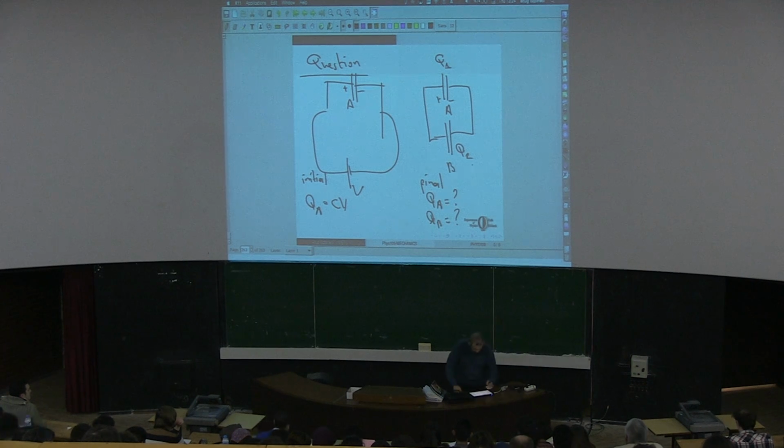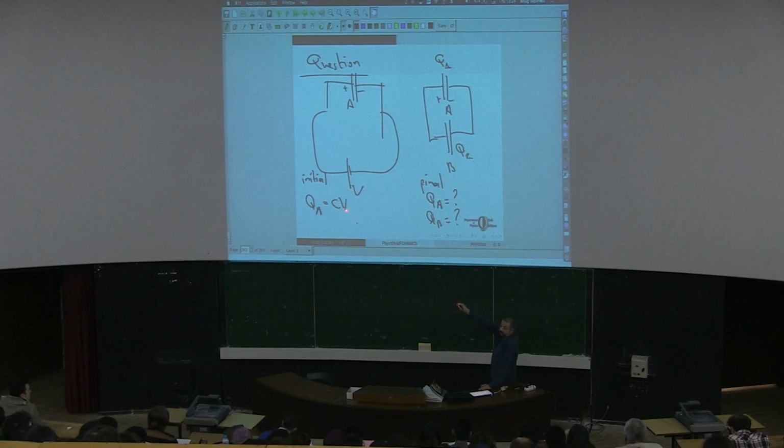So what do we know? Okay, again, from this relation, the potential difference across a capacitor is nothing but the charge over the capacitance. So this is Ca.